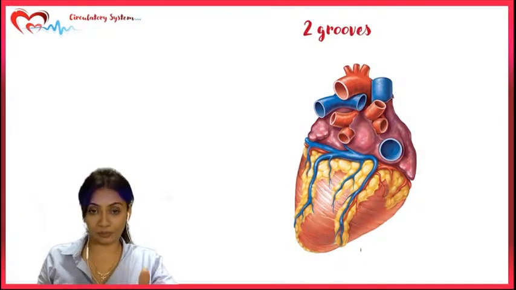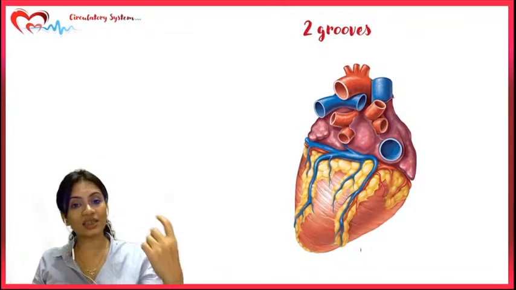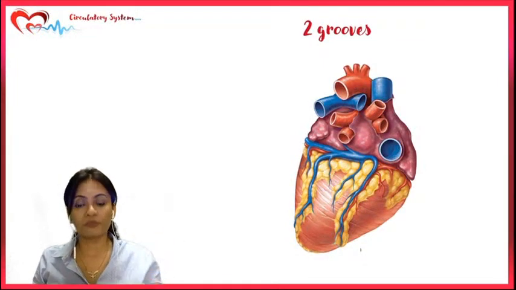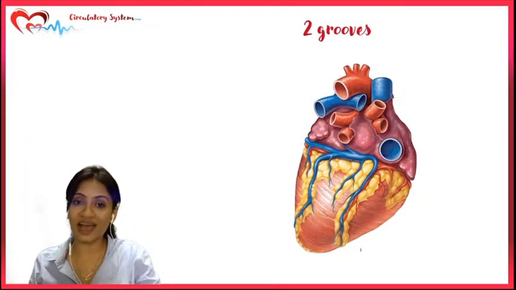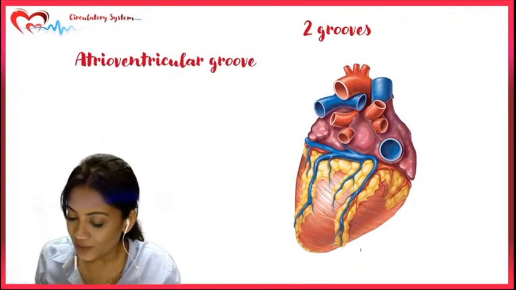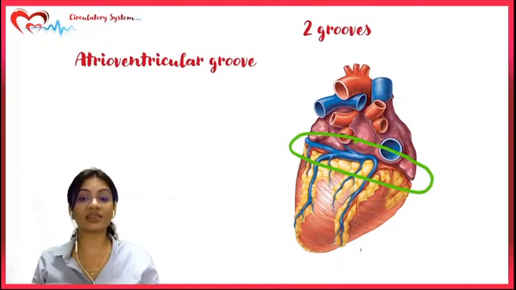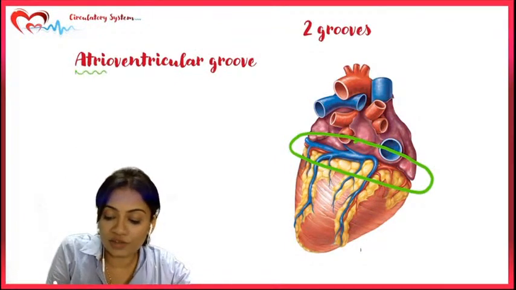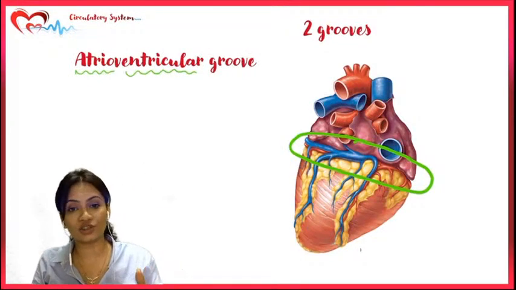The first groove is present between the two atria and the two ventricles. Since a groove means a small depression, and it is present between atria and ventricles, I may call this depression the atrioventricular groove. Where is that located? Somewhere in this region here. This is where the atrioventricular groove will be. It is between atria and ventricles, so the name given is atrioventricular groove.